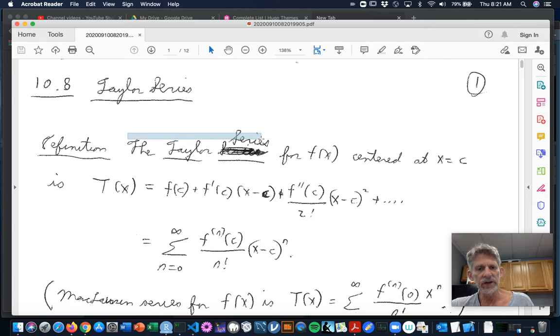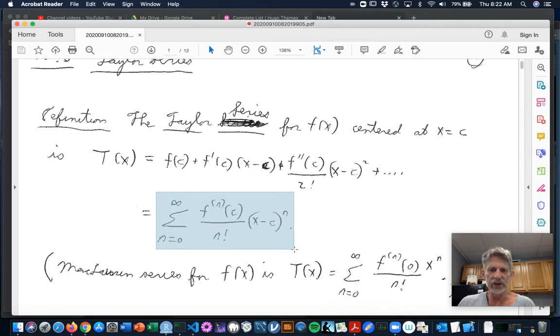The Taylor series for a function f of x centered at some number c, so they're changing their notation now from an a to a c, where you're centered, is T of x. I really wish they'd written a c in there somewhere because it depends on the center. It's the same thing as the Taylor polynomial, except you never stop. So f of c plus f prime of c times x minus c plus the second derivative at c over 2 factorial, x minus c squared, and so on.